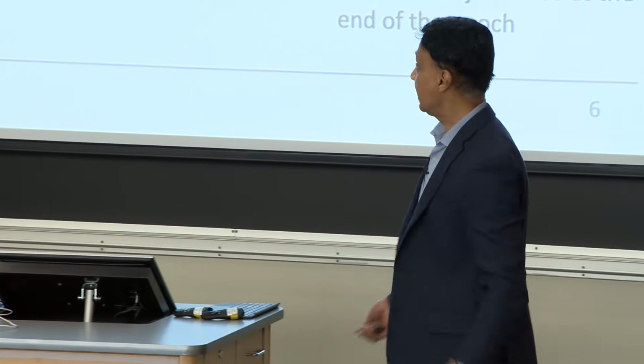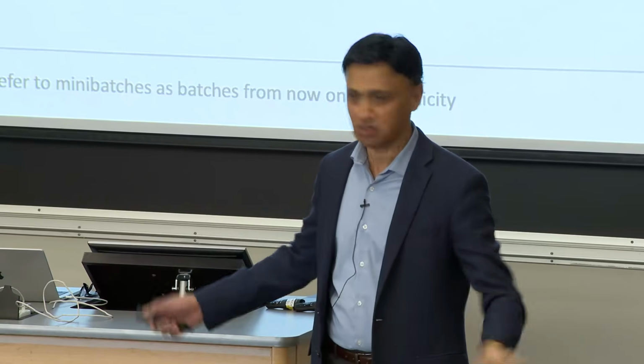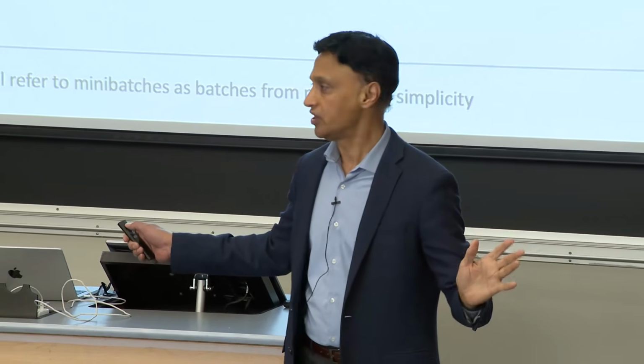Now, in stochastic gradient descent, what we do is that we process the data in batches. Small numbers of points at a time, right? And these are called, technically speaking, mini batches. I don't know about you, I just get tired of saying mini batches. I'm just going to say batches from this point on, okay?